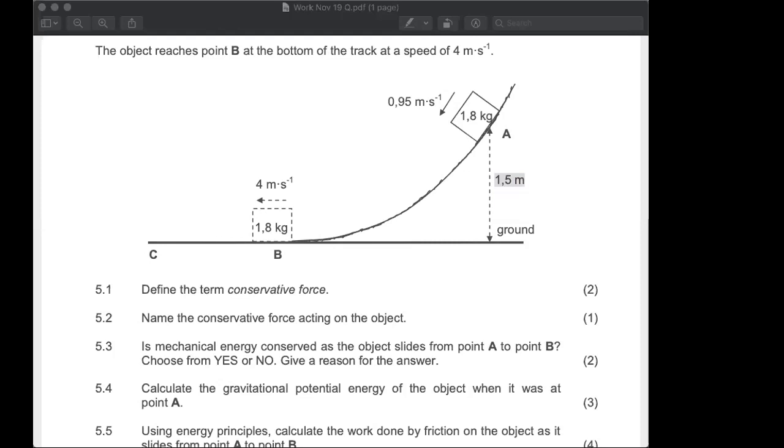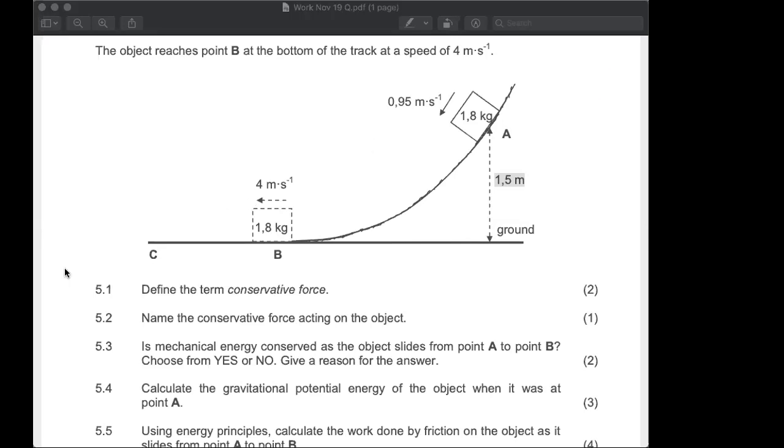Can somebody give me the answer? I'm waiting for an answer. 26.46. And then what's the unit? Don't forget. Joules. 26.46 capital J. That's very important. Don't forget, so that you don't lose marks unnecessarily. So that's important.